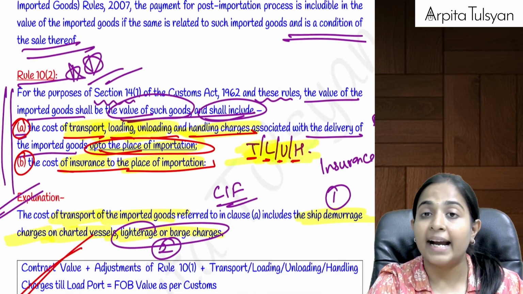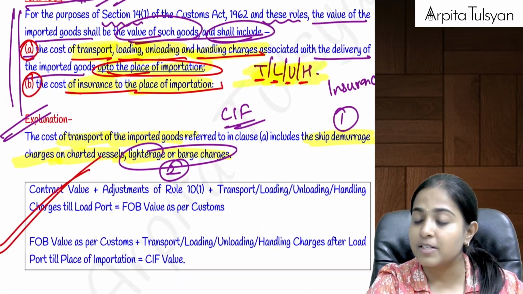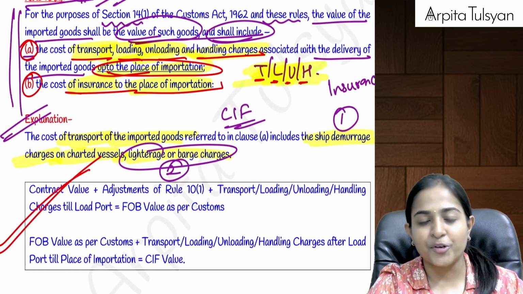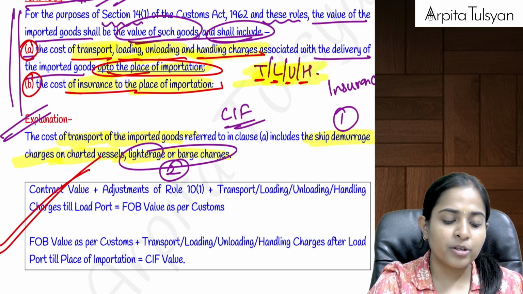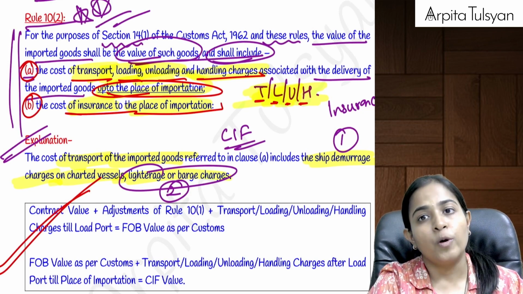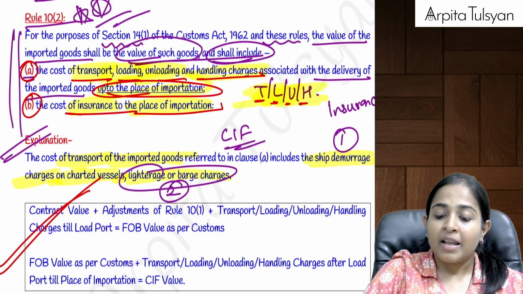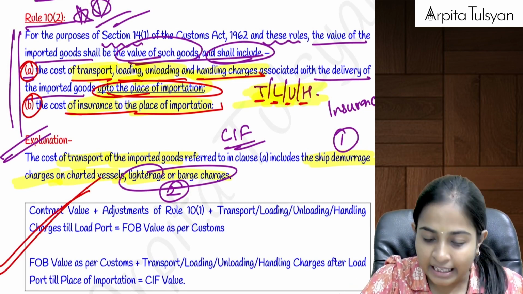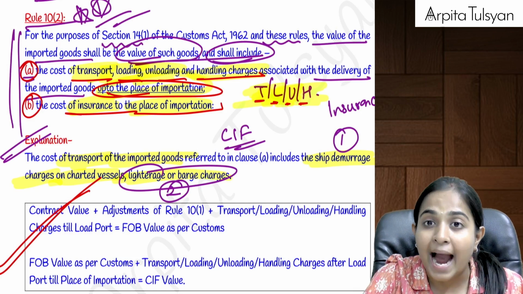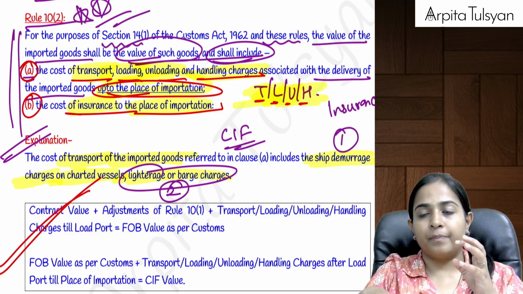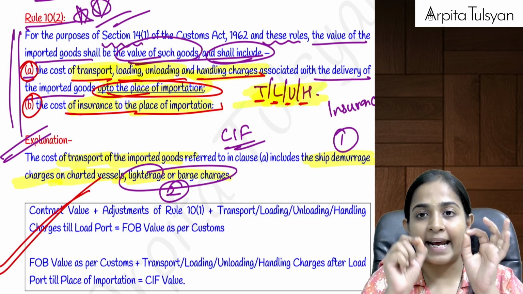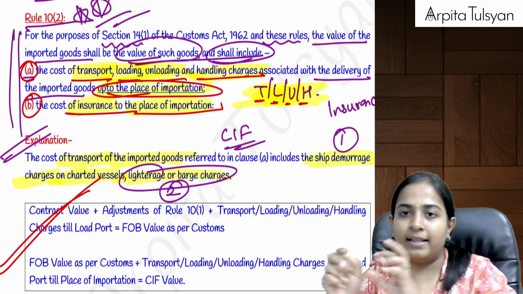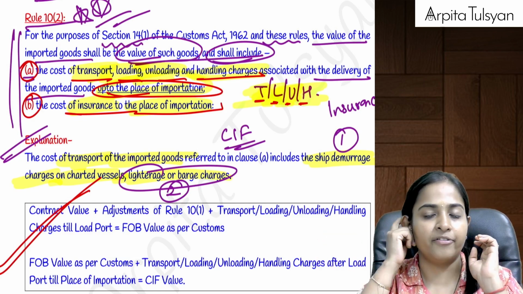If these will be added to the value, then the value as per customs is going to increase, and more duty will be applicable. Now, the most important thing here is rule number 10.2. Rule 10.2 says that whenever you are taking the transaction value, you have to add certain things. 10.2a and 10.2b are two different things.